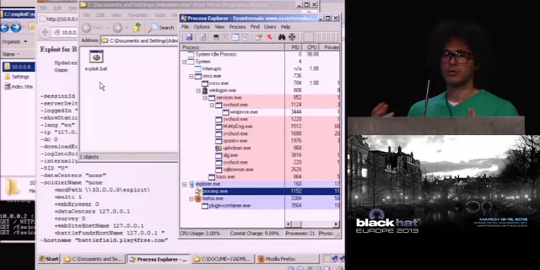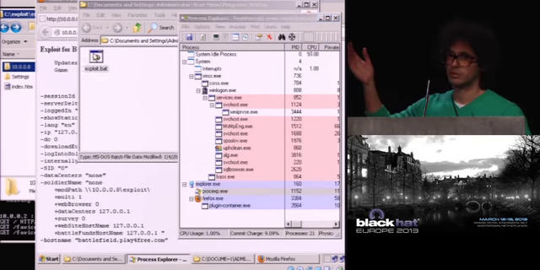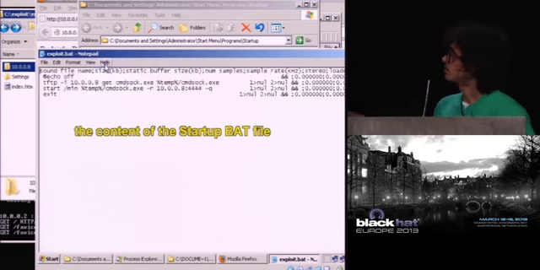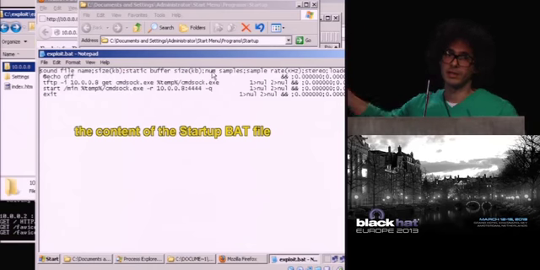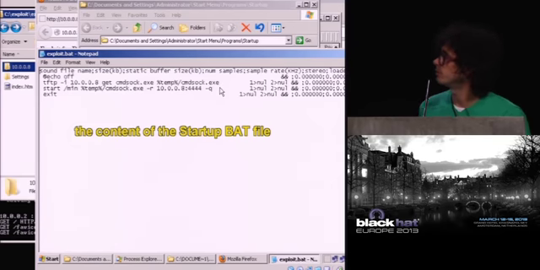We can also verify the content of the exploit.bat file. And so we see the TFTP client used for uploading, in this case it's downloading, the payload, and then we start the payload.